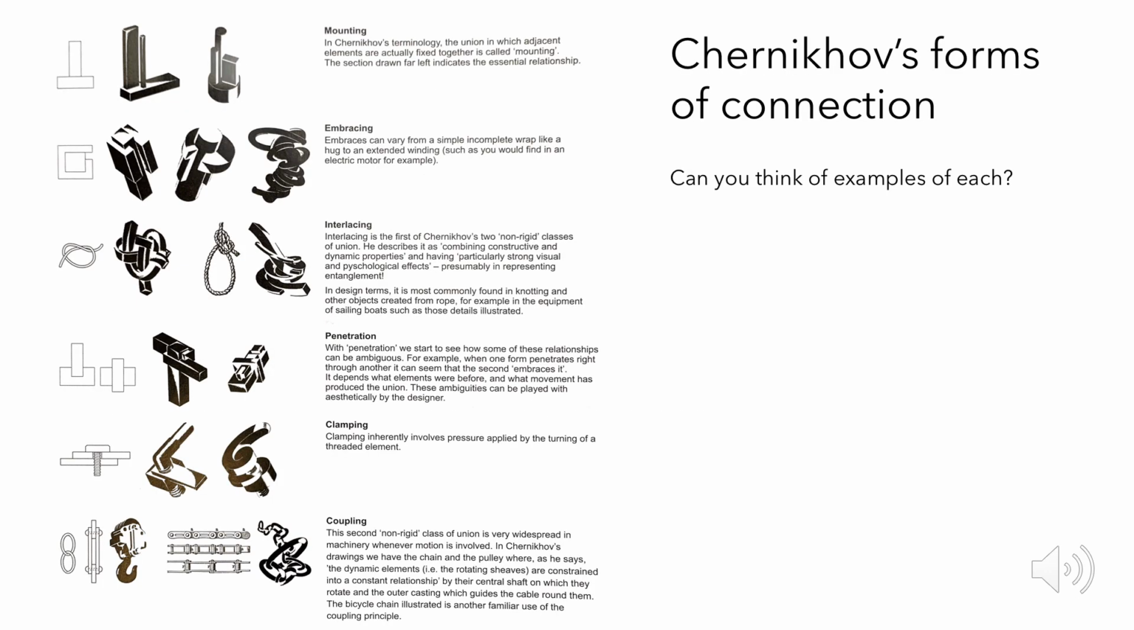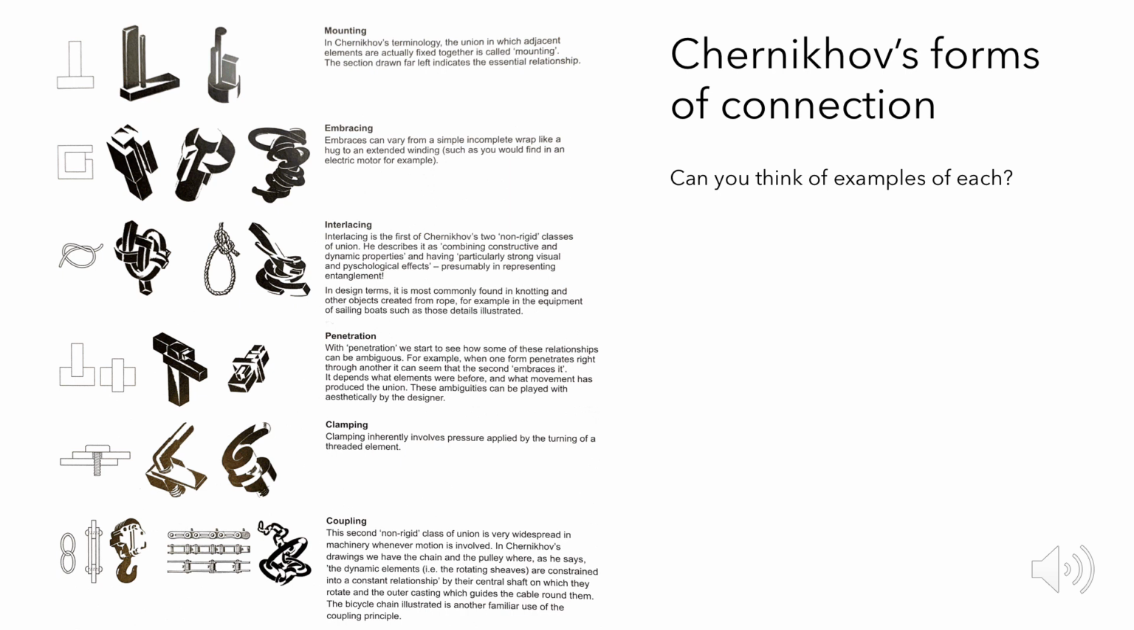So the second aspect of layout design is connections. And as you will see in Block 4, a guy called Chernikov in the 1920s drew up this rather nice list of potential forms of connection and the rather splendid Russian 1920s illustrations that go with them. And he describes these potential connections as mounting, embracing, interlacing, penetrating, clamping, and coupling.